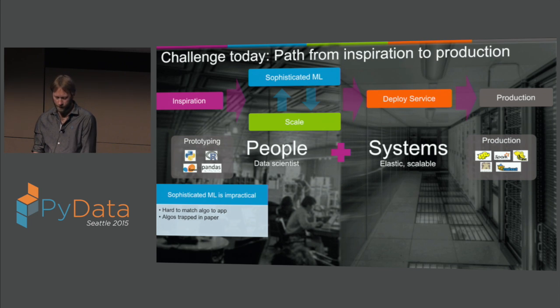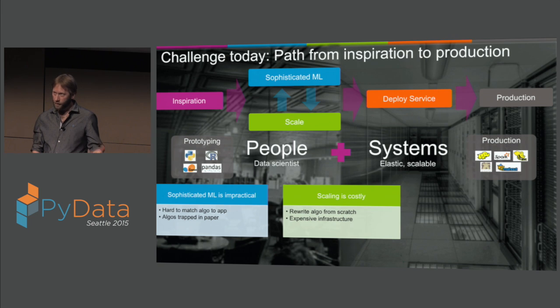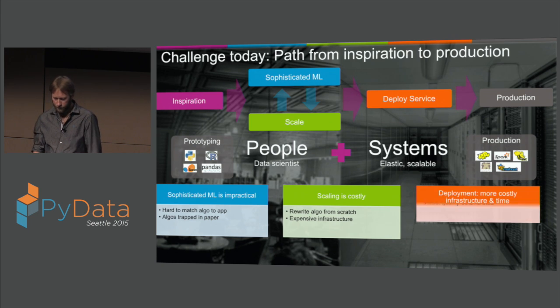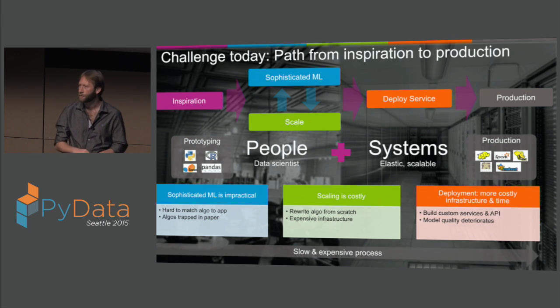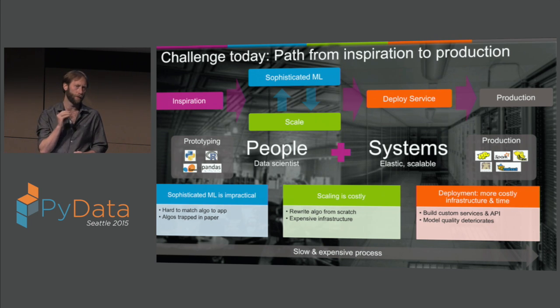So it's hard to match algorithms to apps. It requires a ton of time and learning. Scaling's costly, particularly for these more advanced algorithms. And then finally, deployment is typically weak. That's because every time I deploy a new machine learning service, I'm running a bunch of custom code, custom APIs, standing up new web services, and I have no standard way to manage those models once they're in production.